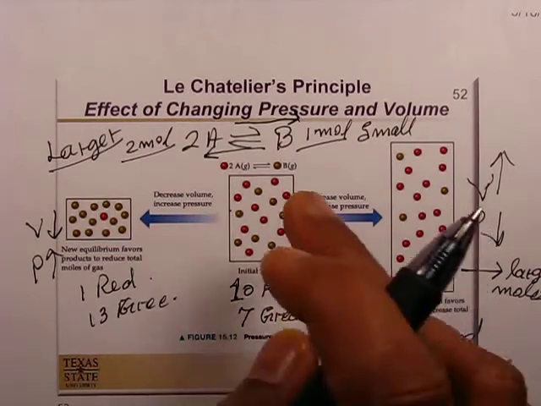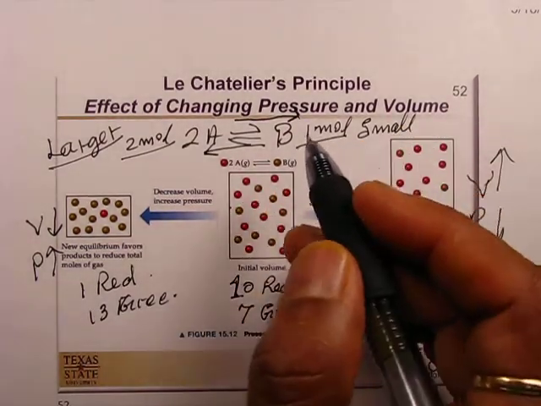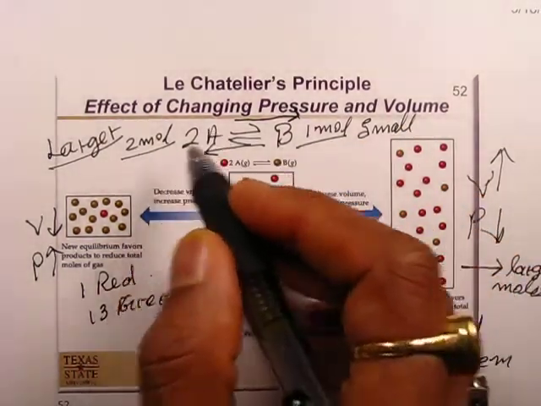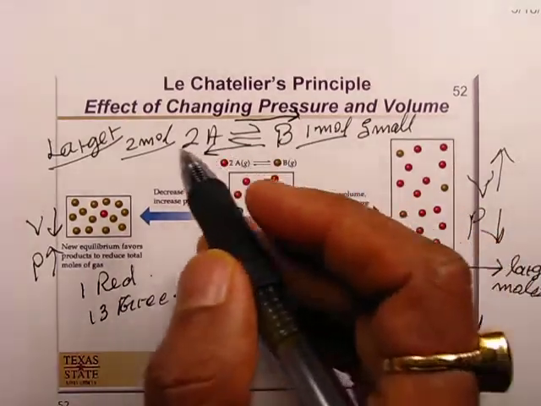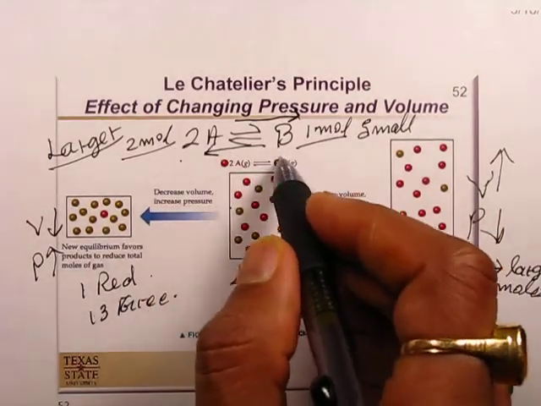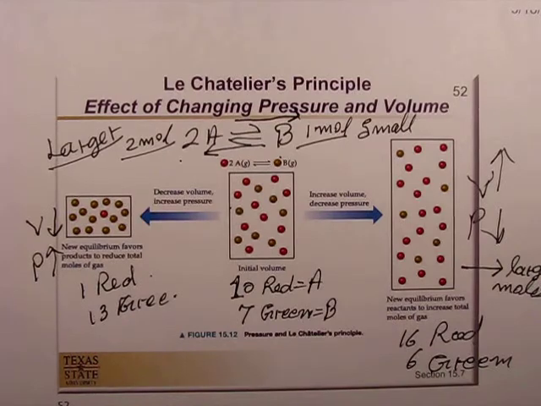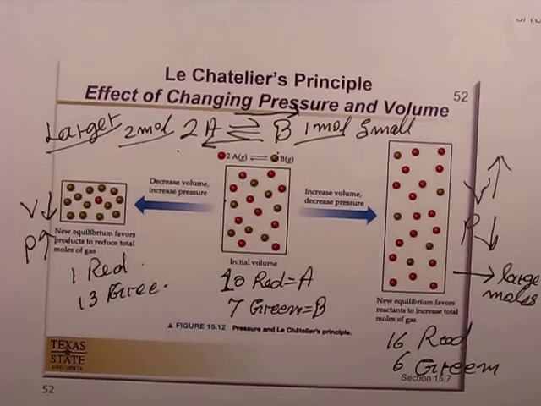So the effect of pressure and volume depends on the stoichiometry of the reaction, how many moles on the reactant side and how many moles on the product side, that we have to consider, then we can answer the question.